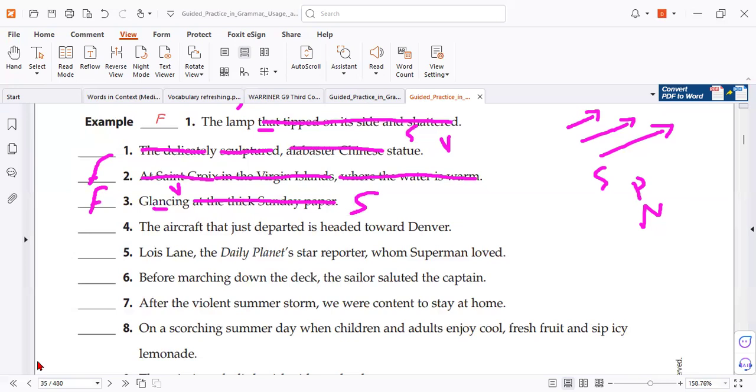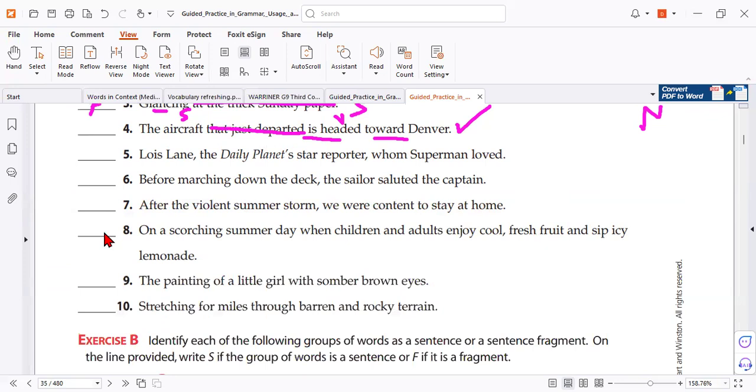Okay. It's something. So it's a fragment. No, it's a sentence. Now we read the relative clause. We have verb, we have subject, complements. It's correct.